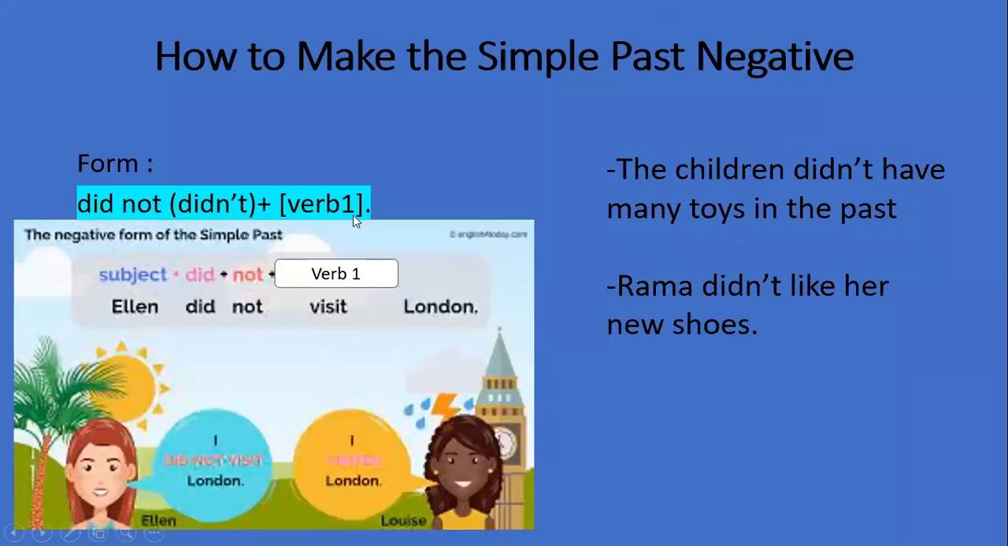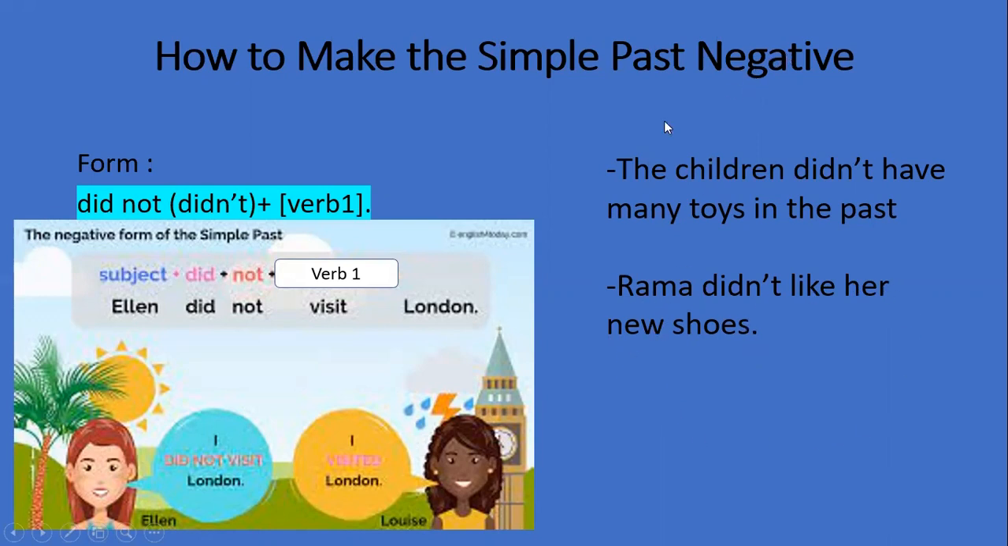Okay, how to make the simple past negative? How to make it negative? The proper form is subject plus did plus not plus verb 1. So here the subject, the children, then we add didn't: the children didn't have many toys in the past. Also here we have another sentence, Rama didn't like her new shoes.